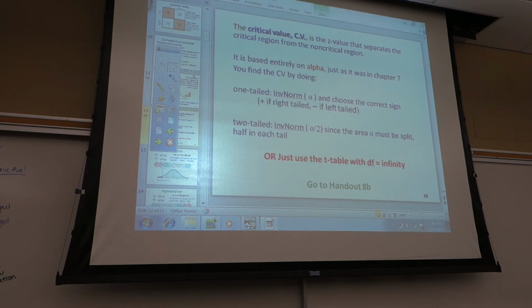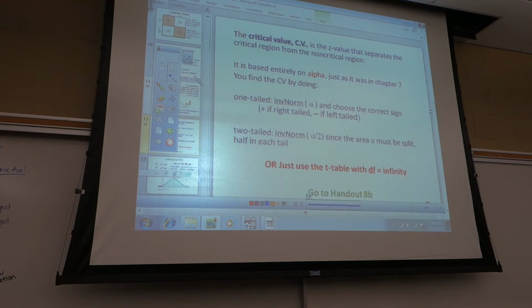Why am I reading? I'm tired of reading. Drew, go ahead and read for me.